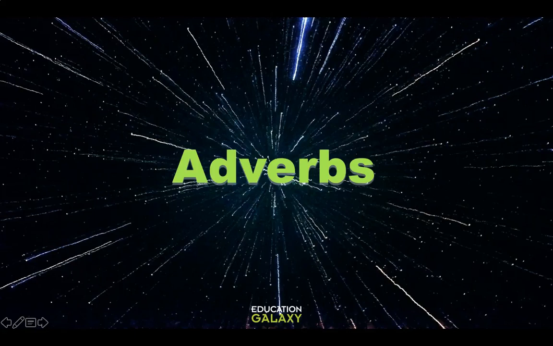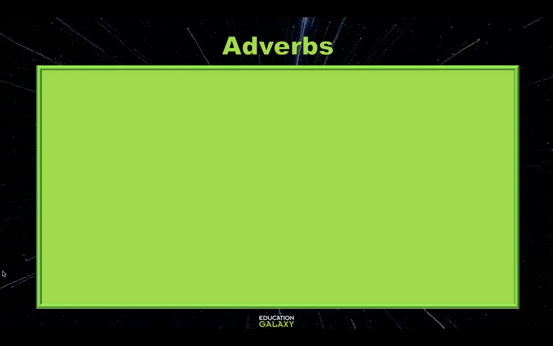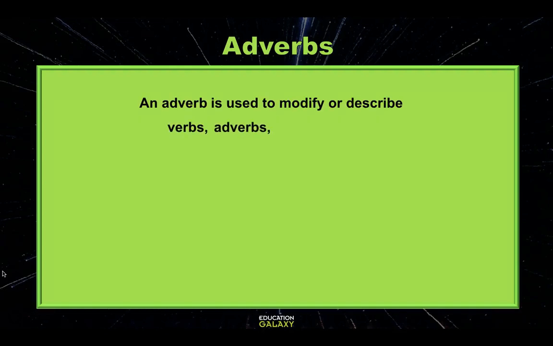This presentation is going to be all about adverbs. Now, most words in the English language only have one function, but the adverb is special because it has three different jobs. An adverb is used to modify or describe verbs, adverbs, and adjectives. We're going to take a look at an example to see if we can get a better understanding.